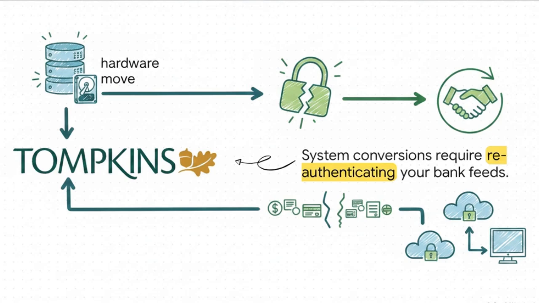Whether you just did a hardware move or maybe your bank went through a system conversion like Tompkins Community Bank did recently, your transaction feeds are always going to require a manual reset. The system actually breaks the connection intentionally to keep things secure during the transition. You simply won't receive any new banking data until you re-authenticate.